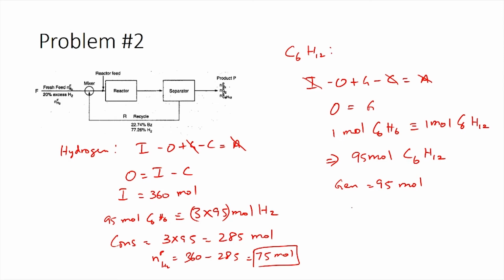So, the output in the product, so the amount of cyclohexane in the product, which is NPC6H12, would be equal to 95 moles. Now that we have all the information about the components in the product stream, we can calculate the molar composition of each of these, and these fractions can be calculated. I would leave that out as an exercise for you.